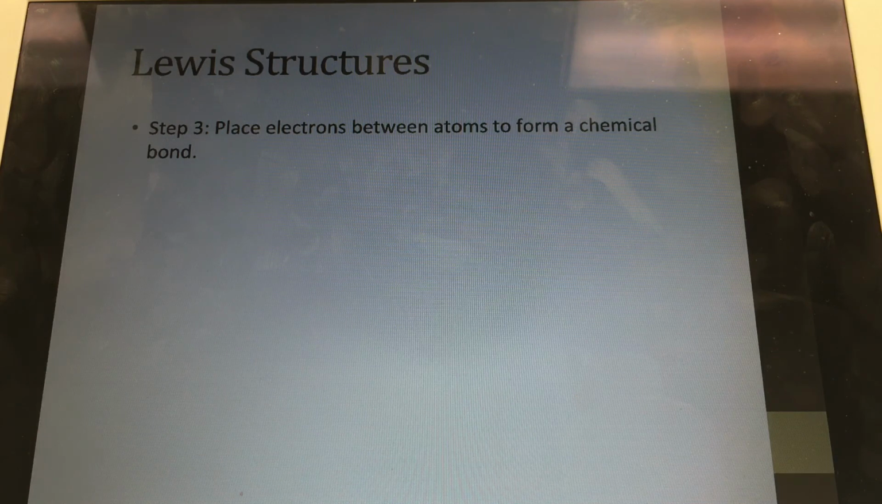The third step is placing the electrons between atoms to form a chemical bond. For example, putting the lone pair bond in between the carbon and the hydrogen.